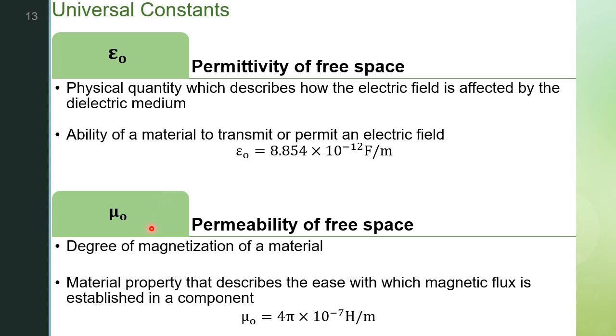Now, permeability is related to the magnetization of the material, and it describes the ease with which the magnetic flux or magnetic field is formed within a component. The permeability of free space is a constant denoted by mu naught, and it has the value 4π × 10^-7 henry per meter.